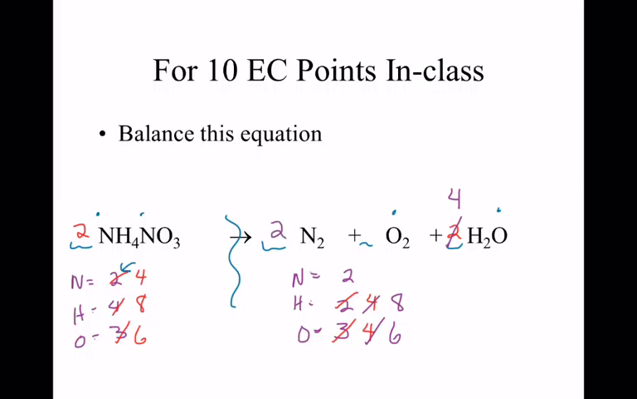Okay, so it's definitely kind of going back and forth. So if we double check that we have the same number of everything, nitrogens, hydrogens, and oxygens, it all matches up. Is that what you got? So this was a good example of going back and forth. Any questions about that?